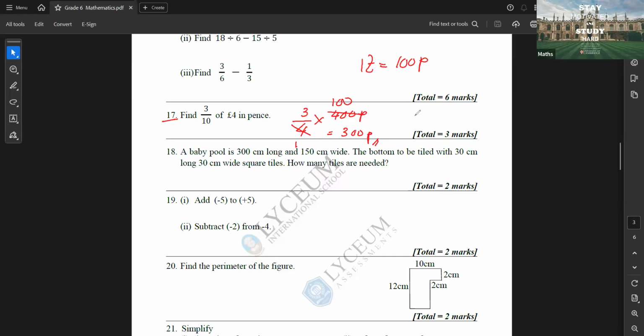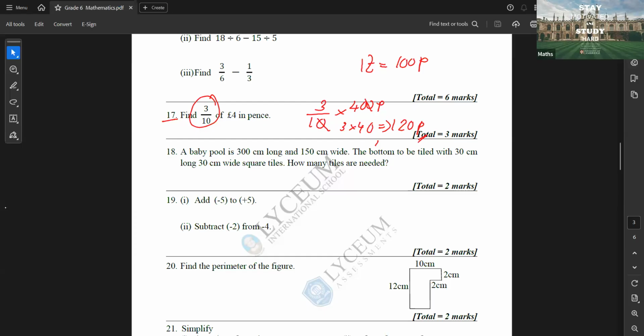Hold on, small mistake, not here, this one, which is 3 over 10, not 3 over 4 given. No, 3 over 10, so 4 pounds is 400 pence, right? So this and this cut, 3 times 40, my bad, 3 times 40, how much? 120. It's correct, let's write it properly, 3 over 10, not 3 over 4.